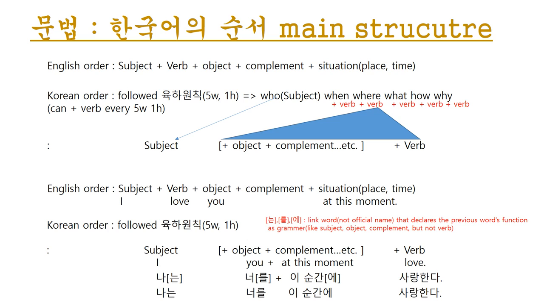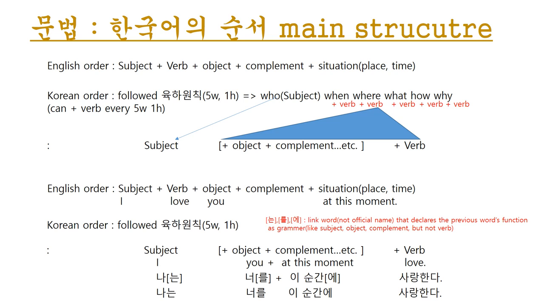how and why. The main difference is object, complement, and etc. words come between subject and verb. If you call this subject, and if you call this object, complement, and etc. words as middle words, now you can make Korean sentences as you follow this order. The order is subject first, then middle words and verb at the end of sentence.